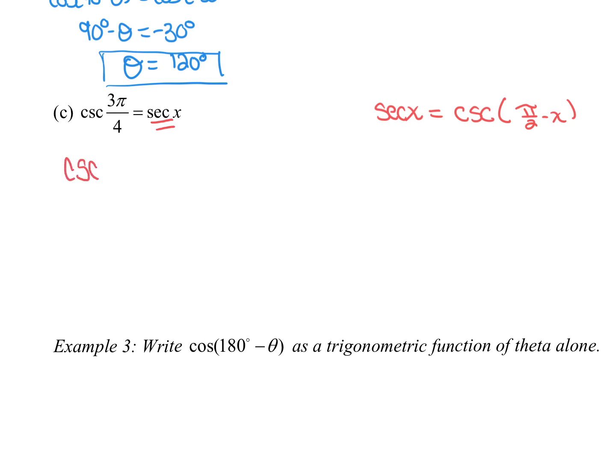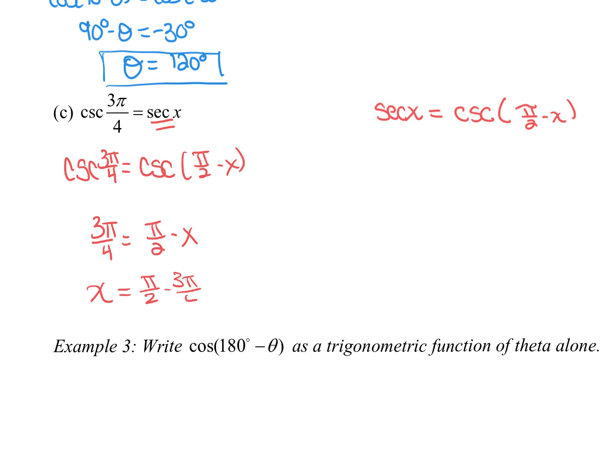So secant of 3 pi over 4 has to equal cosecant of pi over 2 minus x, which means that 3 pi over 4 has to equal pi over 2 minus x. Add the x over and subtract the 3 pi over 4 the other way, so you get pi over 2 minus 3 pi over 4. A half minus 3/4 is a negative fourth, so x equals negative pi over 4.